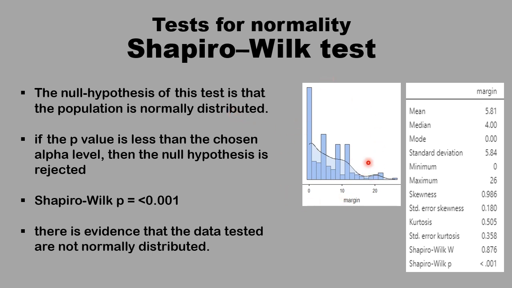In this set of skewed data, the Shapiro-Wilk W was 0.87, less than 1, and the p-value is less than 1 in 1,000. So this is evidence that this set of values is not normally distributed, because the p-value is very significant.